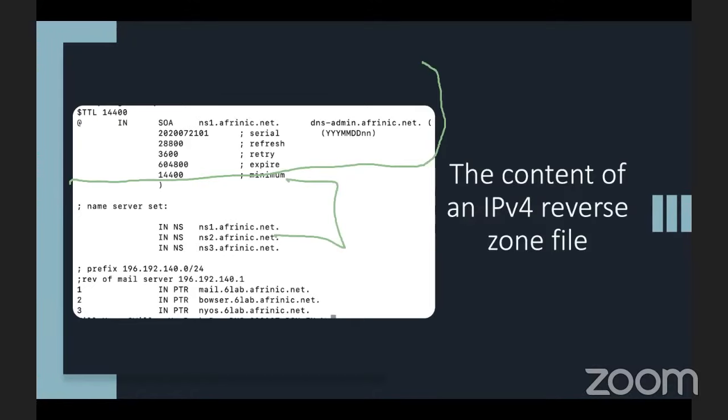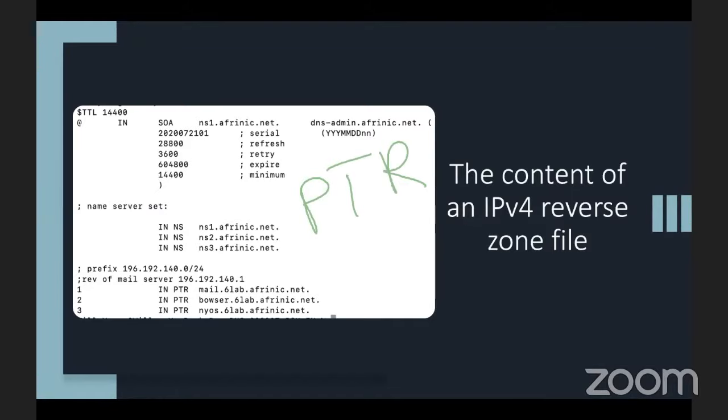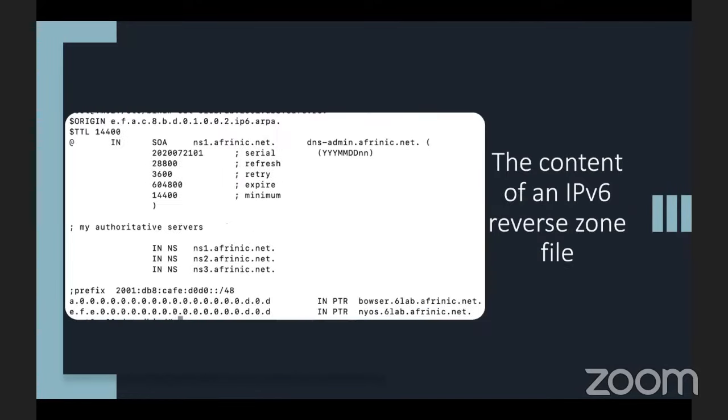Exactly the same. And now in the reverse zone, we have a specific resource record, which is called the PTR. This is the most important resource record that you will find in the reverse zone. This reverse zone is for an IPv4 reverse zone file. The same principle applies also to the reverse zone for IPv6.